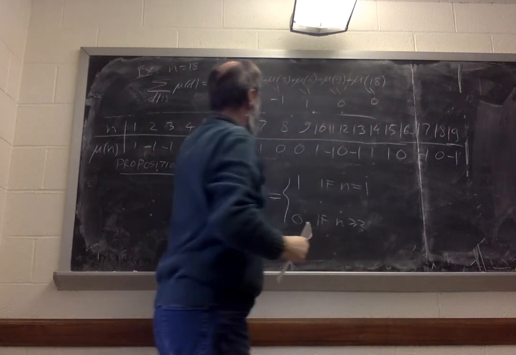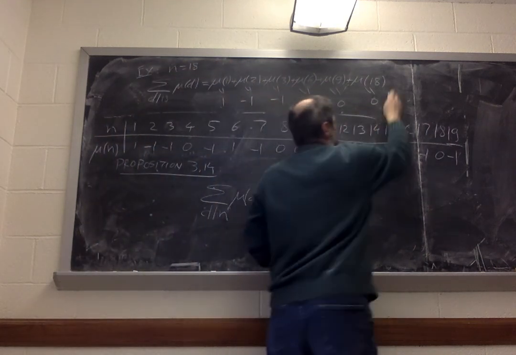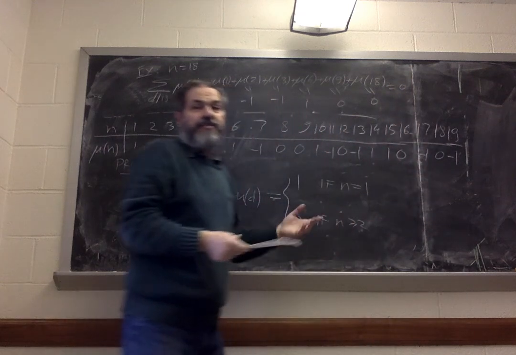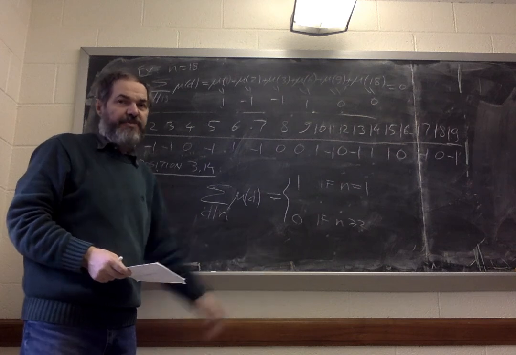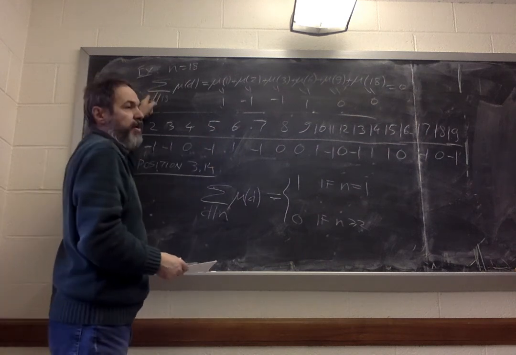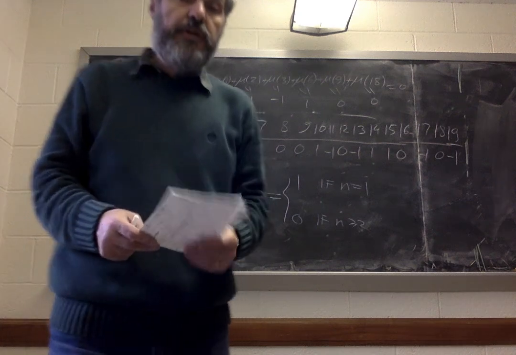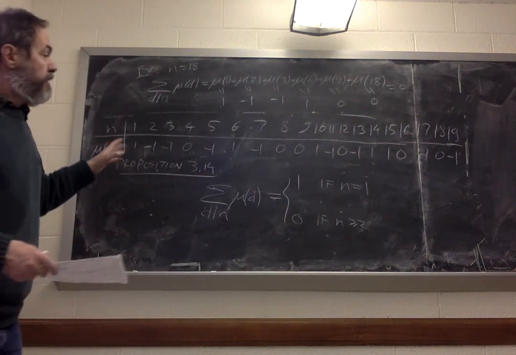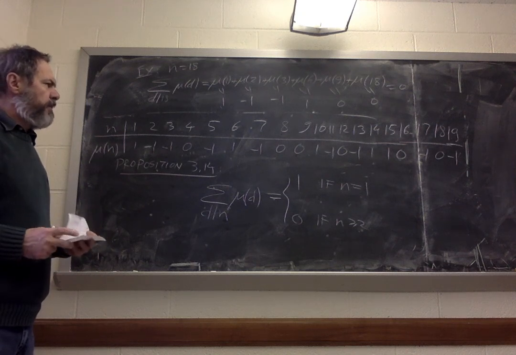So when I add them up, I get 1 minus 1 minus 1 plus 1, and it is 0. It's a very nice theorem telling us that this always is 0, except when you took the number to be 1. You take any number, 18 or any other number that's not 1, and I get that the sum is 0.